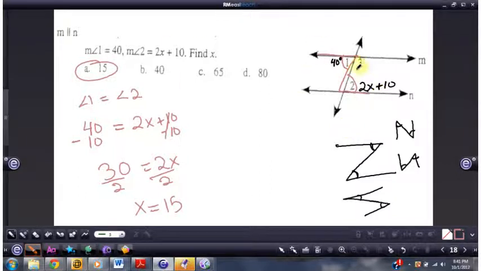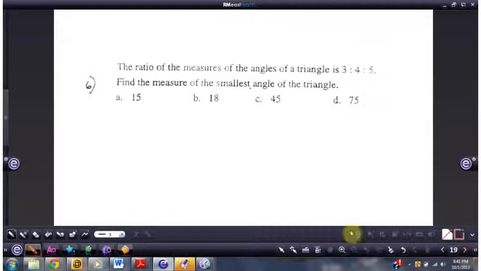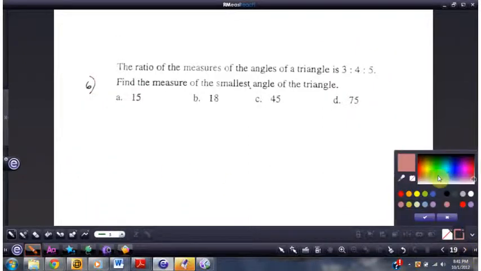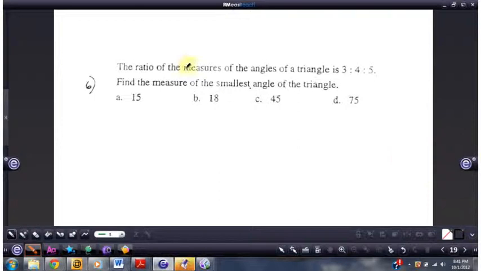There we go again. This is the ratio problem. Ratio of the angles are 3, 4, 5. Find the measure of the smallest angle of the triangle. Now, it's important that you know that a triangle is 180 degrees. If you did not know that, you could use our formula that we've been going over. 180 times n minus 2. A triangle is 3 sides, which means it's 180 times 1, which is, in fact, 180 degrees.